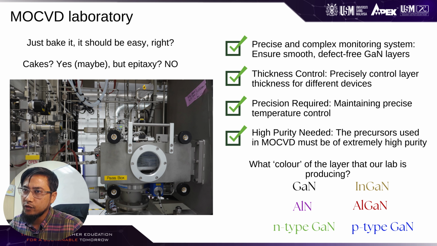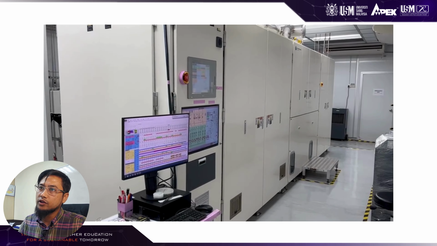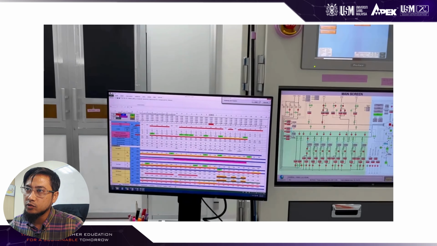So if you ask me what types of gallium nitride our MOCVDs can produce, the answer is the following. We can produce gallium nitride or GaN, indium gallium nitride or InGaN, aluminium gallium nitride or AlGaN, aluminum nitride, AlN, n-type GaN, and p-type GaN, as we have covered earlier. So this is a glimpse of our MOCVD operation at INO. We load the substrate into the reactor, we upload the recipe that we want, and the machine will do the baking until our epitaxy wafer is ready.